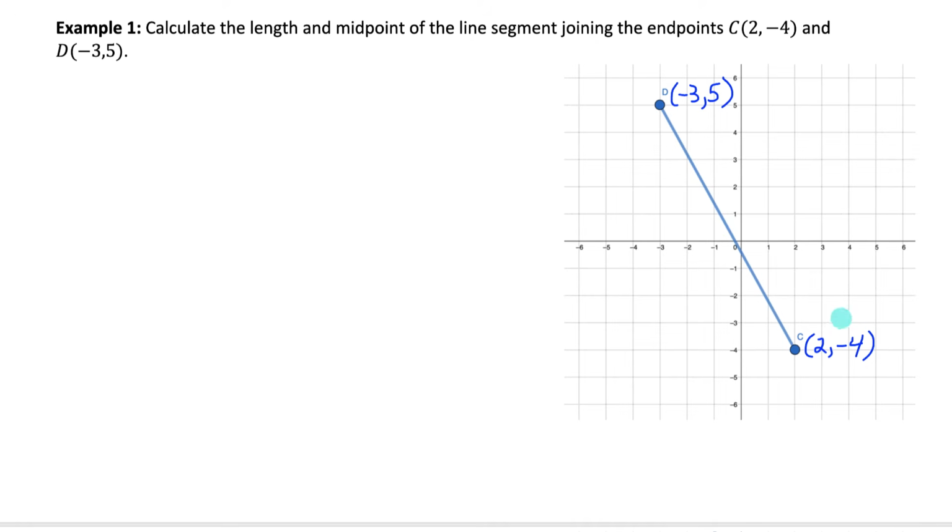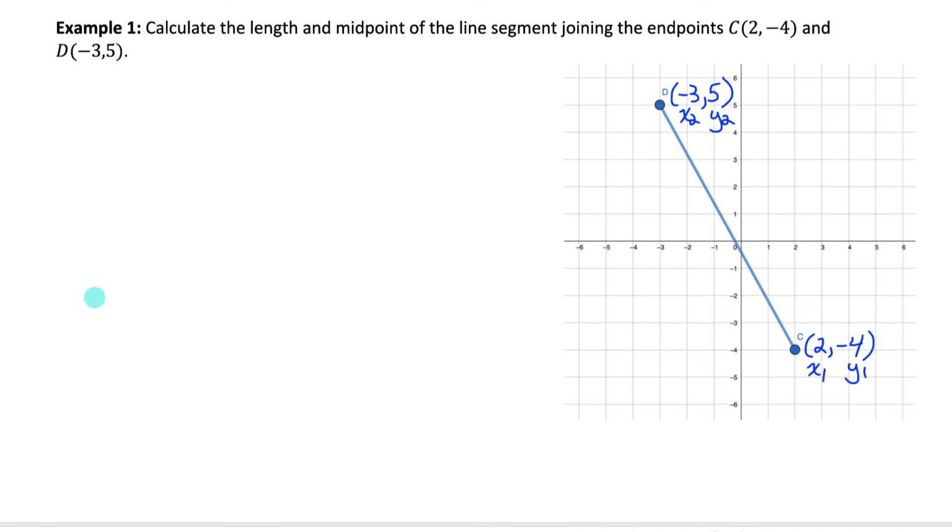I'll let point C be my first point. So I'll call that x1, y1, right? Each point has an x and y coordinate, and since that's my first point, I'll call that x1, y1. And my second point is point D, so I'll call those coordinates x2 and y2.